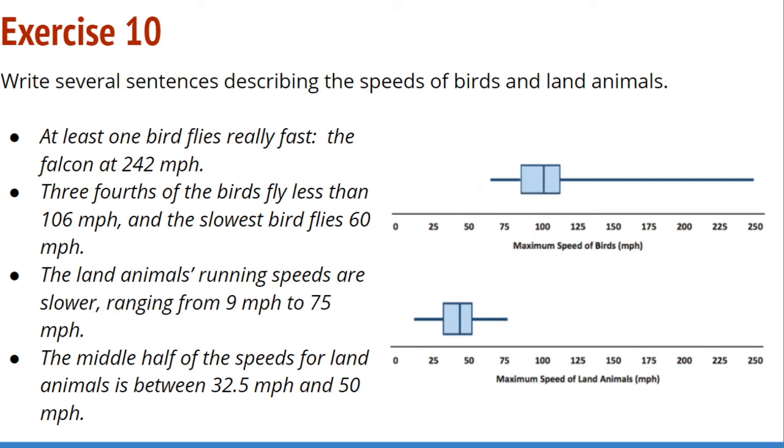I can look at the land animals and say the land animals' running speeds are slower. They range from 9 to 75. I can say that the middle half of the speeds is between 32.5 and 50 miles per hour. So notice that these aren't really fancy sentences, but we are just making simple, true statements about the data.